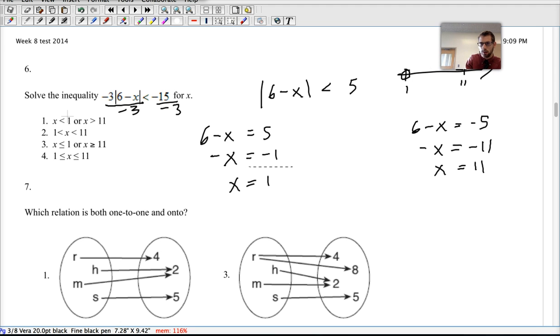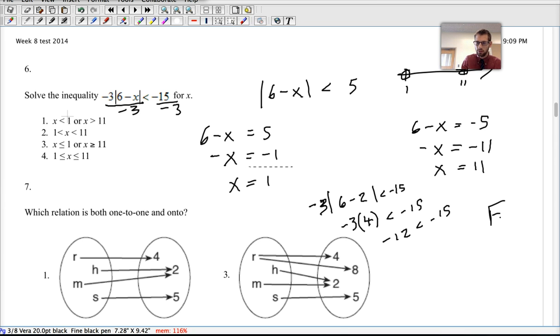Okay, like that. I need to test a point in between. So I'll test the point 2. So negative 3 times (6 minus 2) is less than negative 15. Let's check that. So this is negative 3 times (6 minus 2), which is going to be 4, so negative 3 times 4 is less than negative 15.